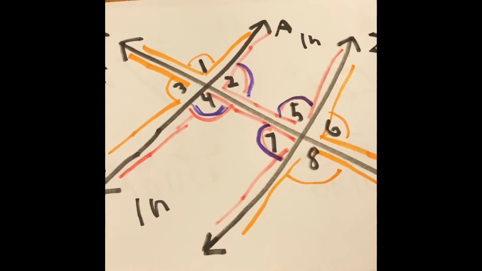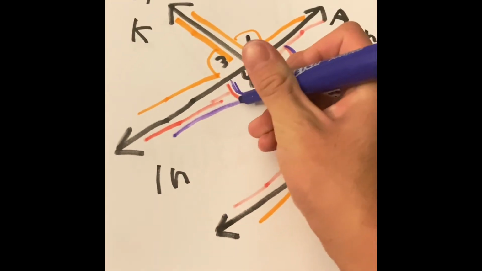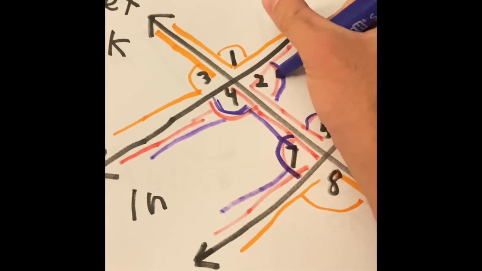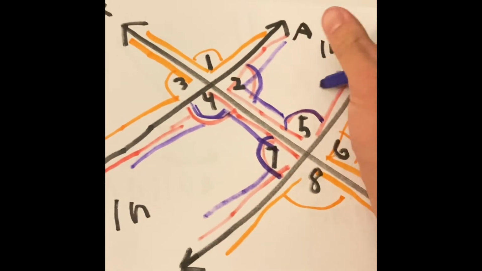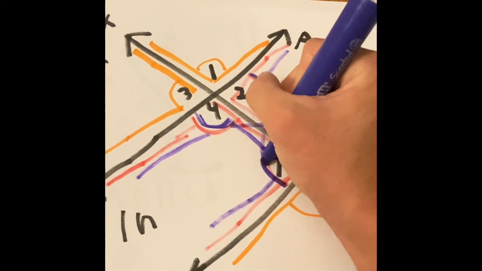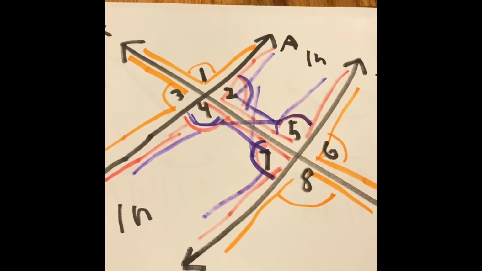So alternating interior angles. So I'm going to draw that purple line again, and draw this purple line again. And we're going to say it's going to crisscross, alternating interior angles. So this is what it looks like.